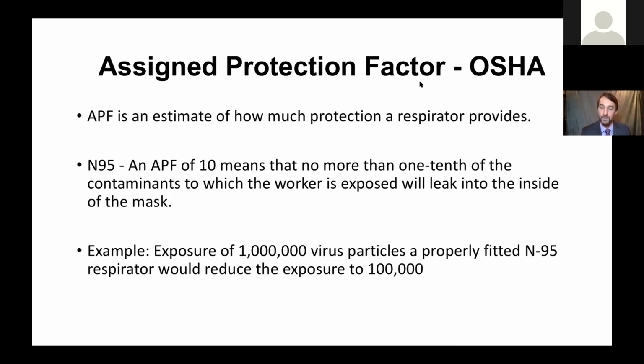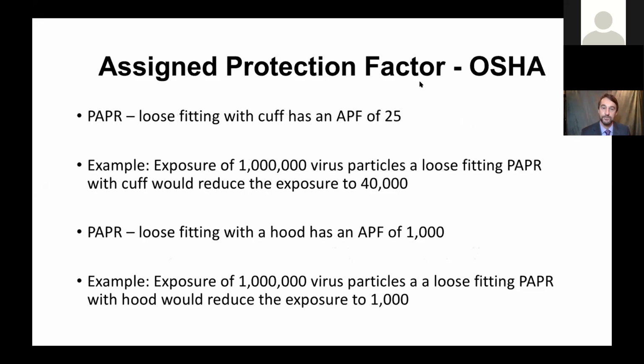Now let's just make up a number, for example. Let's just say that we were exposed directly to a million virus particles with a properly fitted, tight sealed N95. That would reduce the exposure to 100,000. That's just a number I made up to illustrate what an assigned protection factor of 10 means.